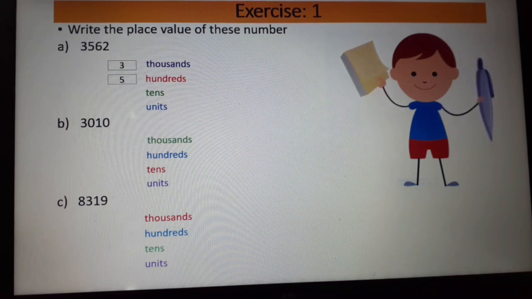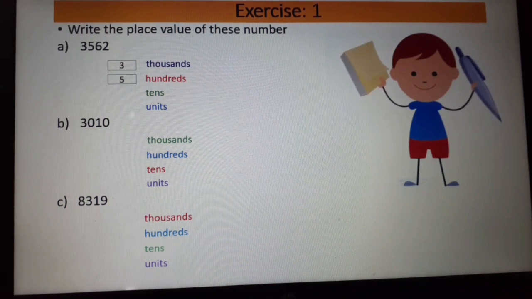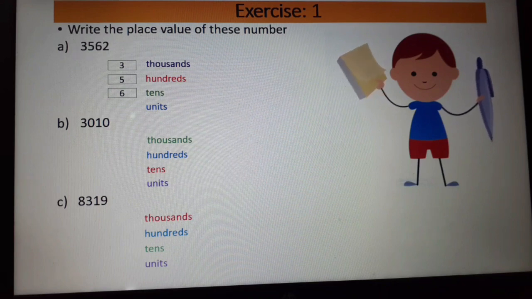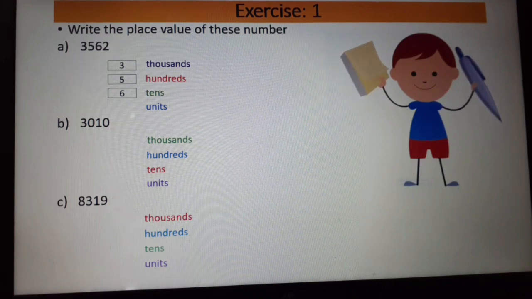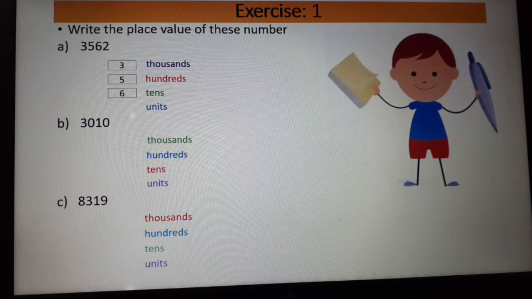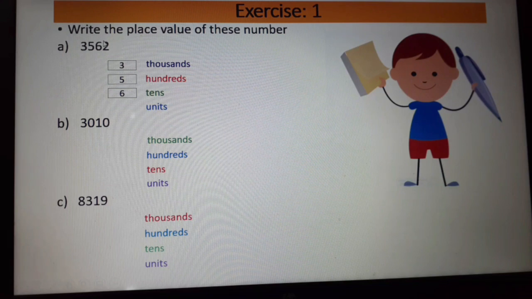62, as 60. So what's the position of the 6 digit in the number? 6 tens. Yes. And the most right side digit, which is 2 in the number 3,562, the single 2, its place value is 2. Yes, 2 units. Then go for the next number, B number.